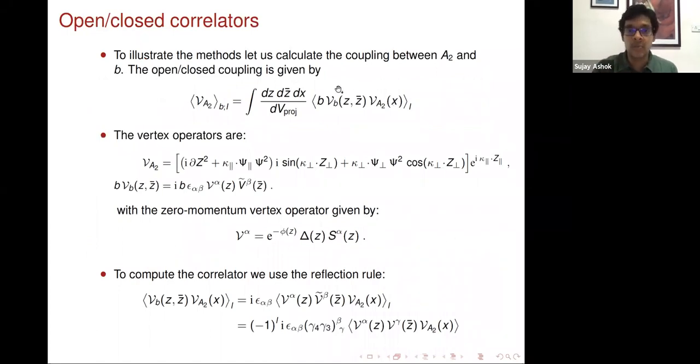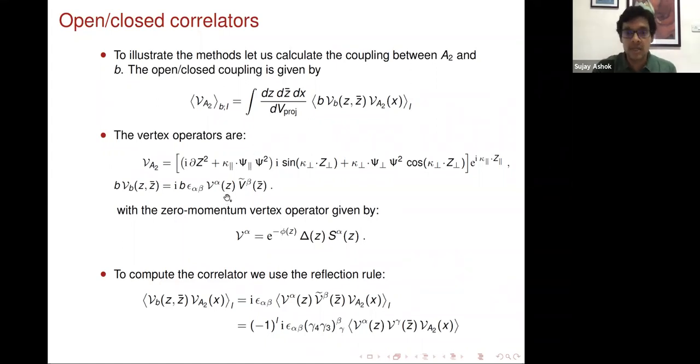So this is the correlator to be computed, and the coupling that we're interested in, the source, is just the string amplitude. So I just have to divide by the projective volume. Another way to think about this is that instead of doing this, I can just introduce the C ghosts, and this is essentially the volume of the SL2R, which is generated by the conformal Killing vectors of the disk.